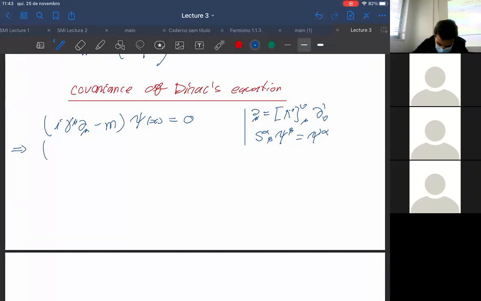So now, changing the frame, we put this lambda inverse nu mu d prime mu minus m, and S psi prime equal to 0.